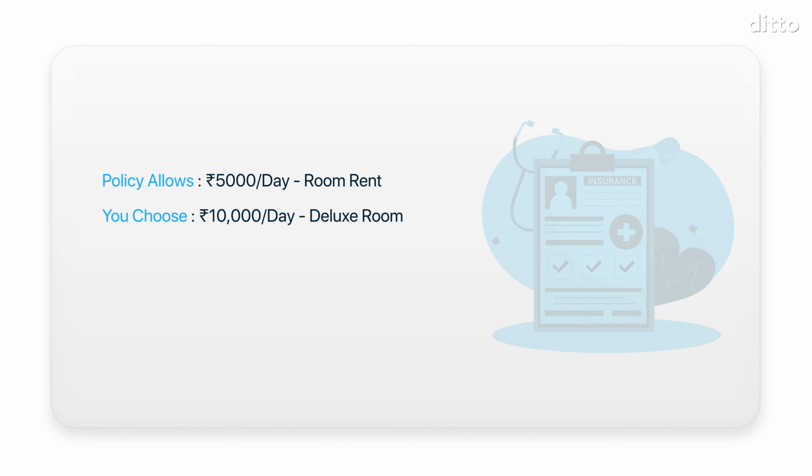Now, I know you're confused. Let's take an example to understand this. Your policy allows 5,000 rupees per day room rent, alright? You choose 10,000 rupee per day deluxe room. Total hospital bill is 2 lakh rupees. Now, the insurer will say that we'll only pay 50% of the whole bill.